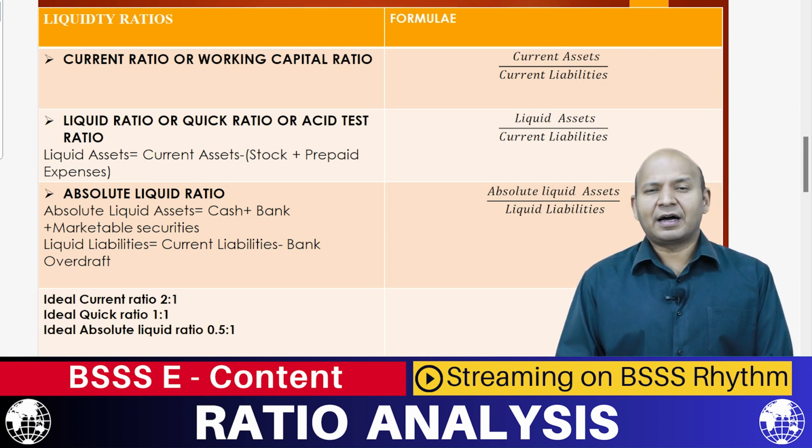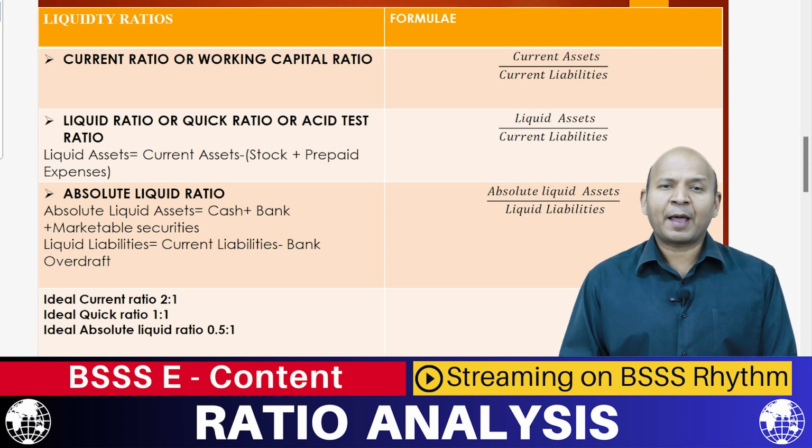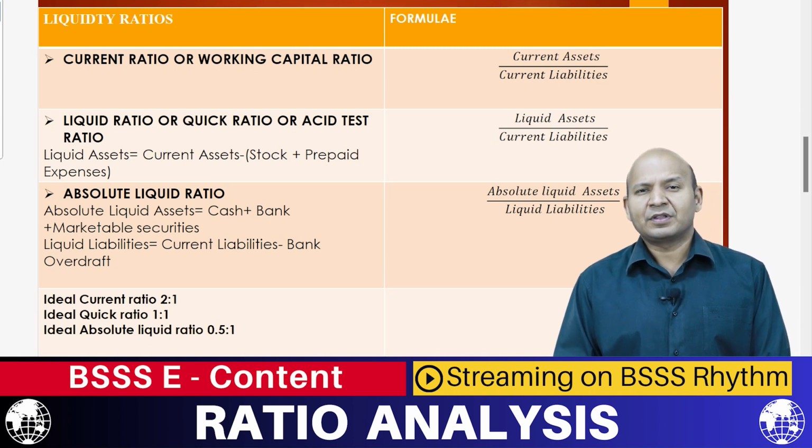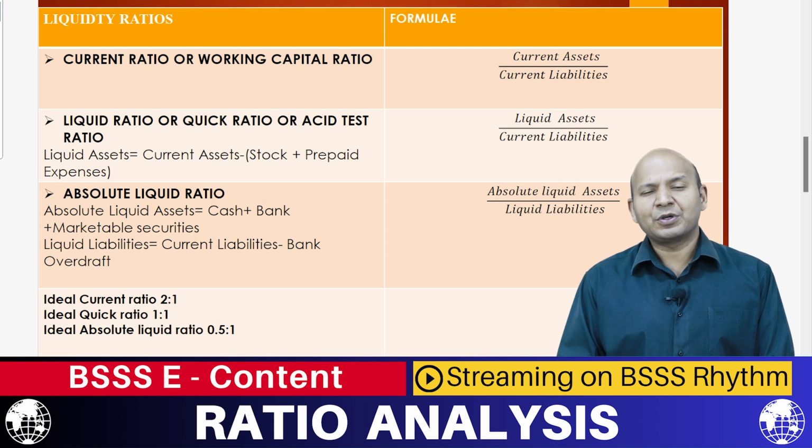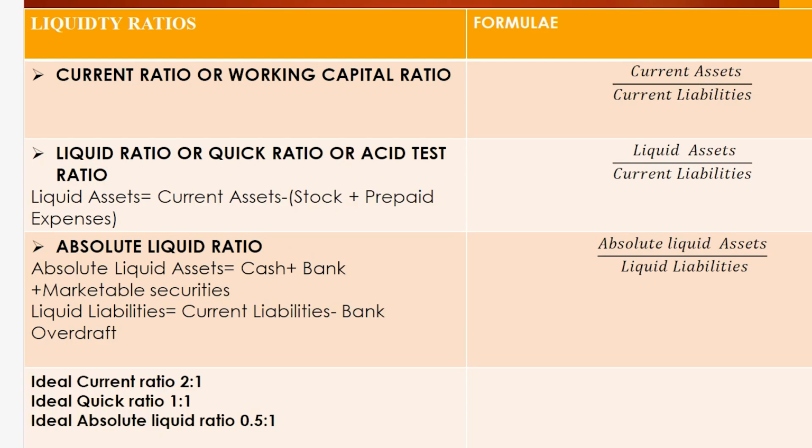The third formula under liquidity ratios is the absolute liquid ratio. The formula for calculating the absolute liquid ratio is absolute liquid assets divided by liquid liabilities. For calculating absolute liquid assets, the formula is cash balance plus bank balance, which is also termed cash or cash equivalent. In this, we add marketable securities. For calculating liquid liabilities, the formula is current liabilities minus bank overdraft.